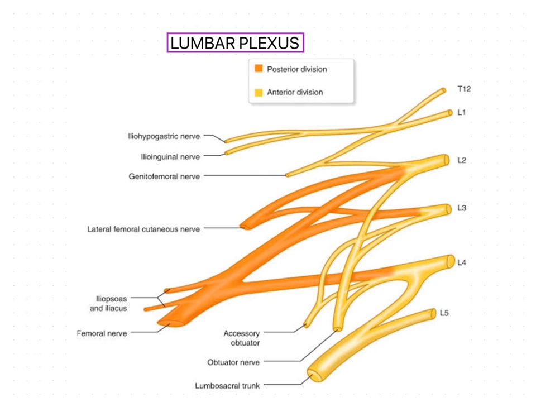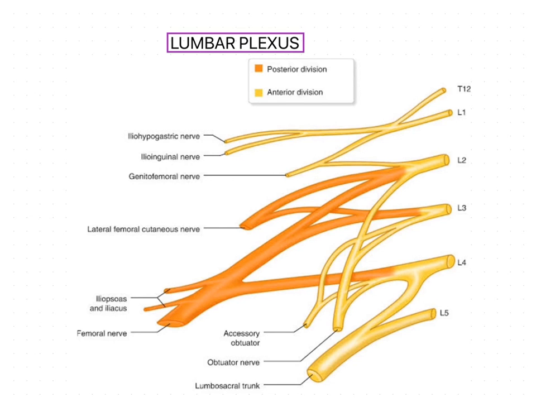Dear students, welcome back. In the previous session, we have discussed about thoracolumbar fascia. Now, in this session, we are going to discuss about another structure which is related to the posterior abdominal wall, that is lumbar plexus.